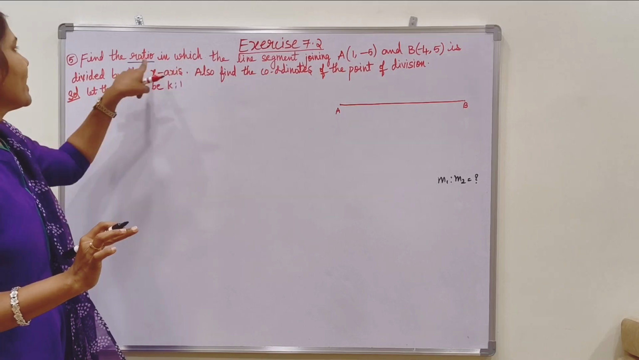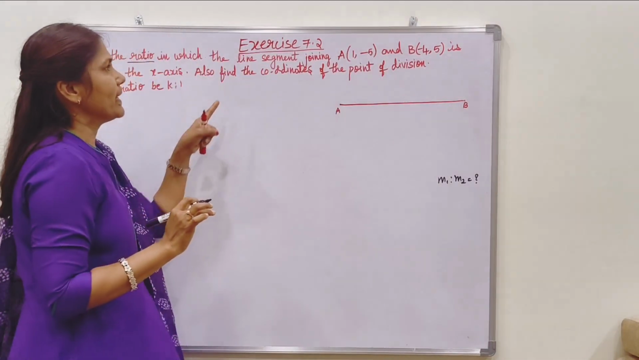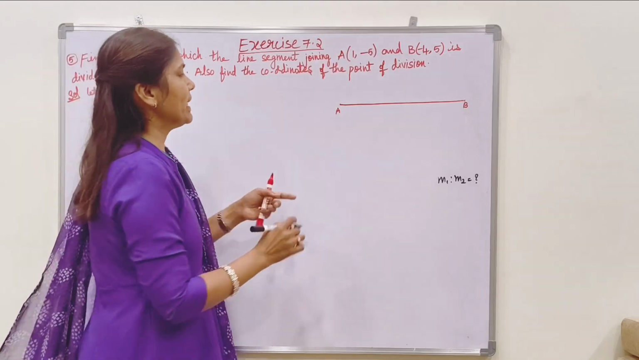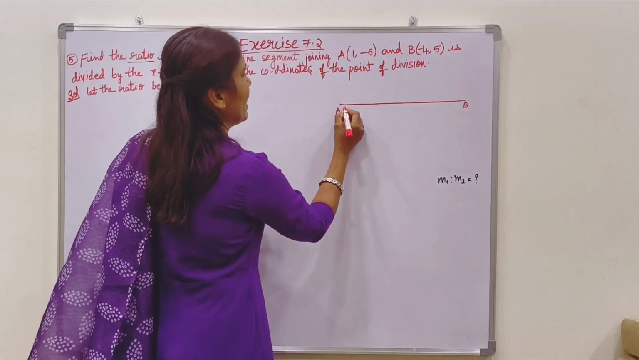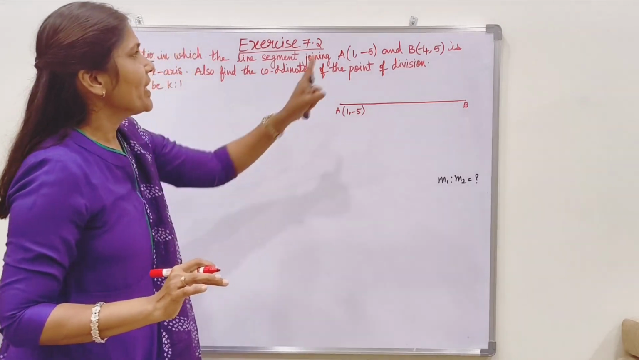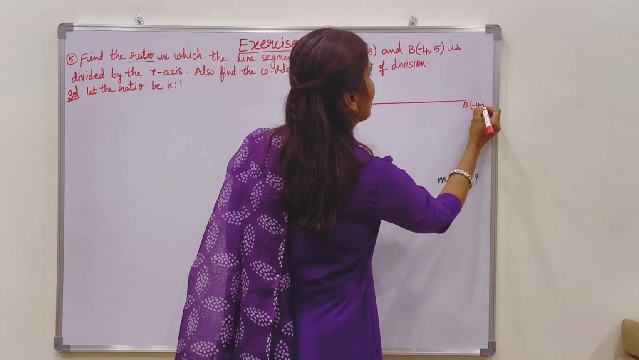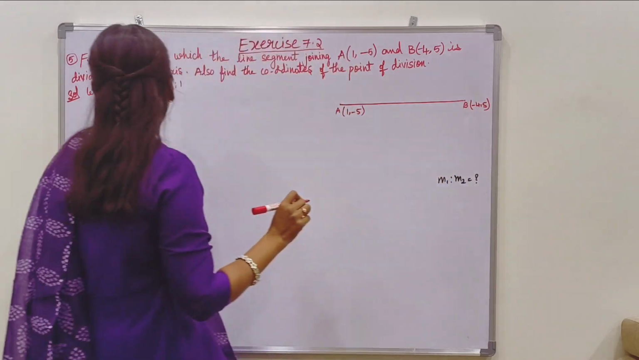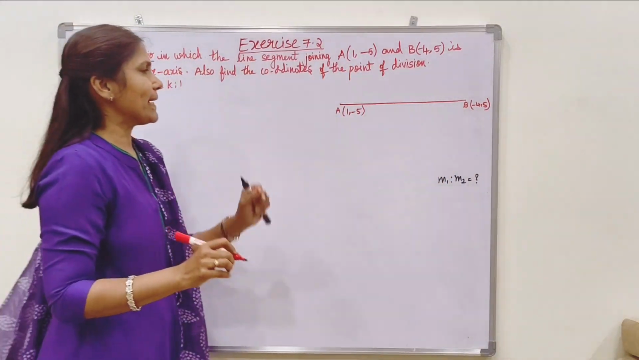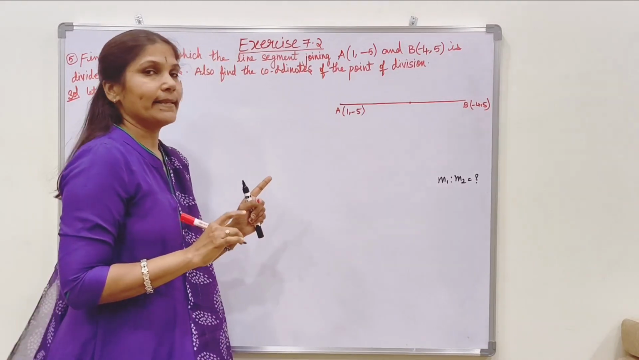See here. Find the ratio in which the line segment AB, one line segment is there, joining A coordinates, what is there? 1 comma minus 5. A coordinates 1 comma minus 5. Next B coordinates, what is there? B coordinates minus 4 5. Divided by the x-axis. This line is divided by the x-axis.